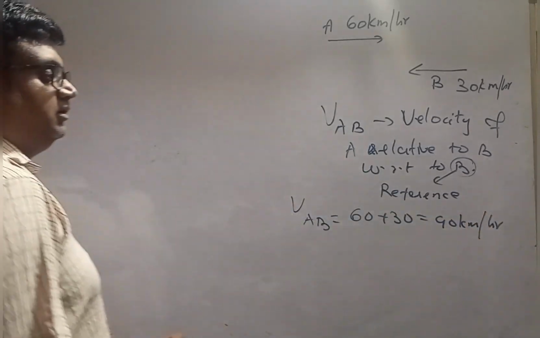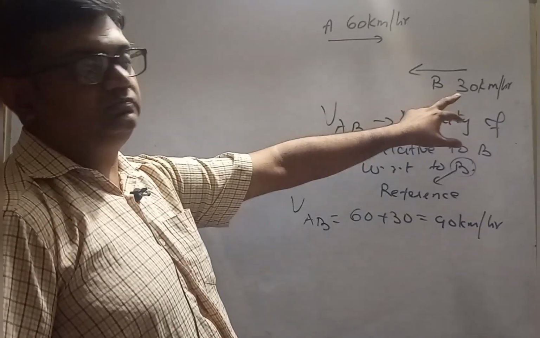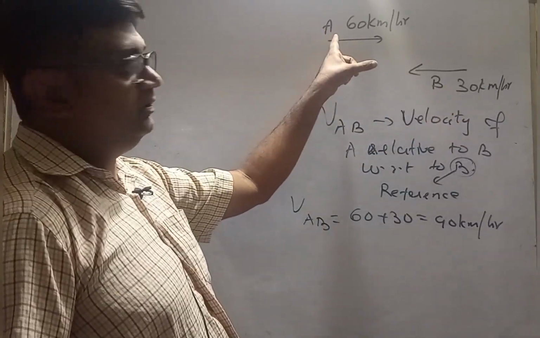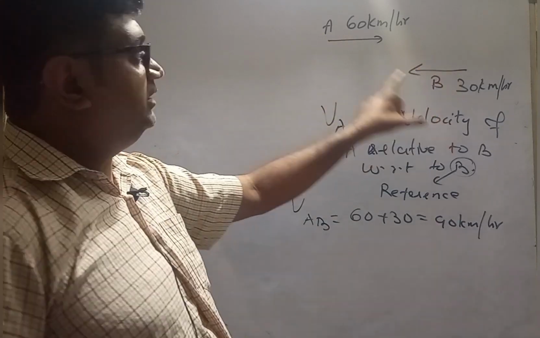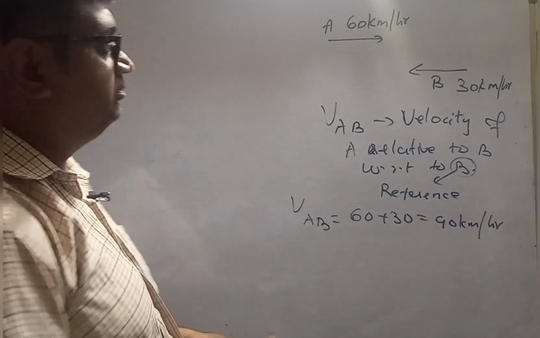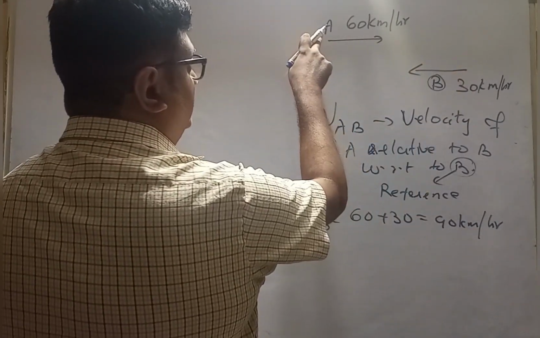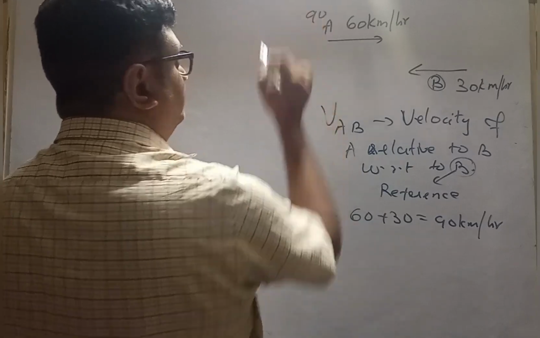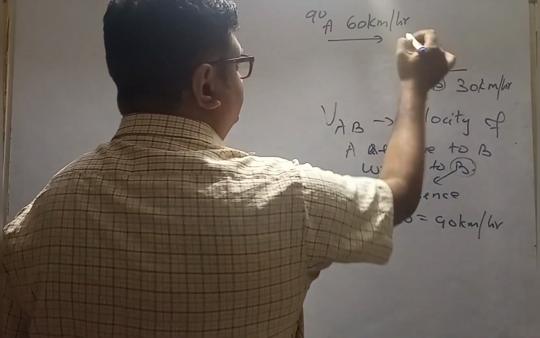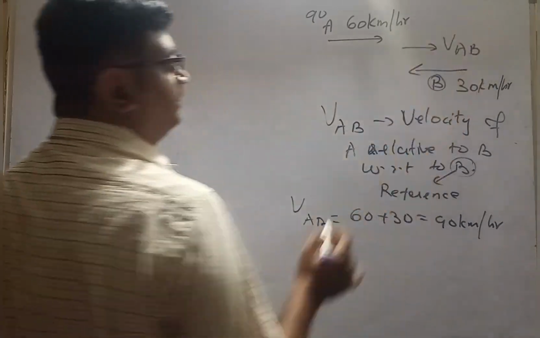Now what does this mean? Suppose B is at rest, then B will feel that A is approaching him at 90 km/h in this direction. B will feel that A is coming at 90 and the direction would be like this. So this is the direction of VAB.